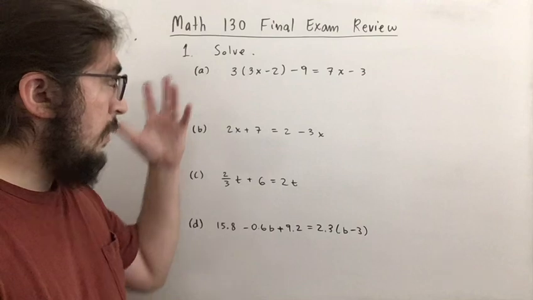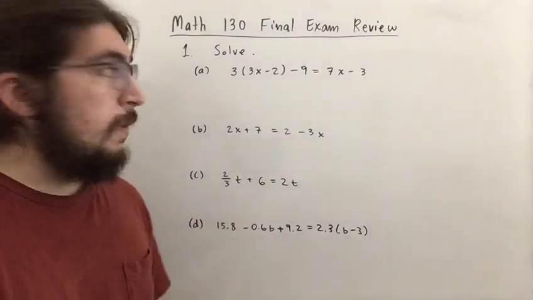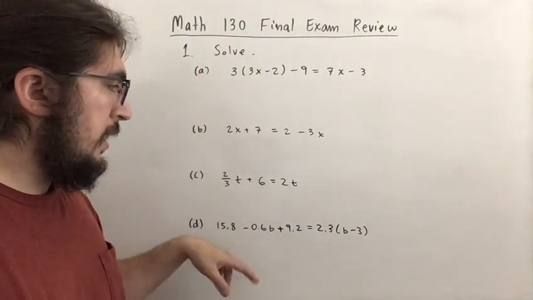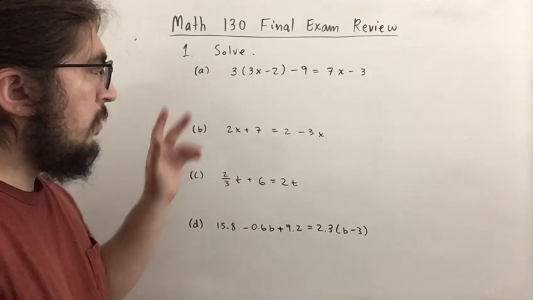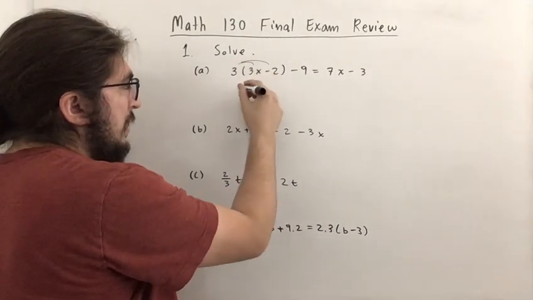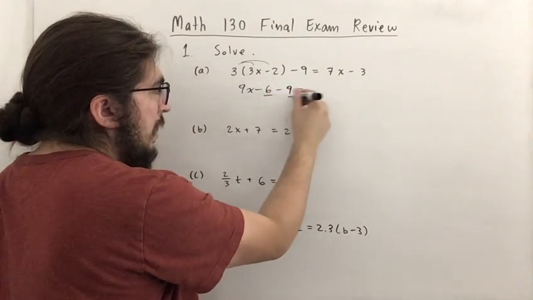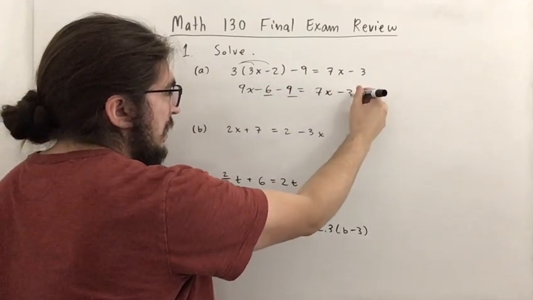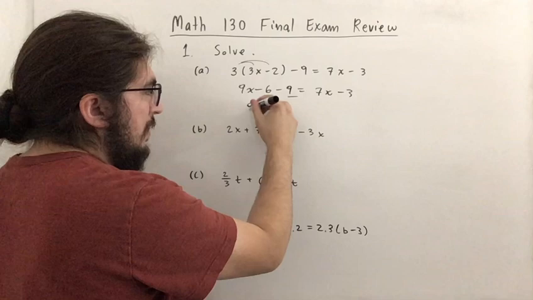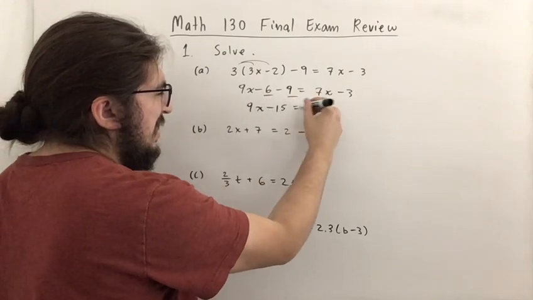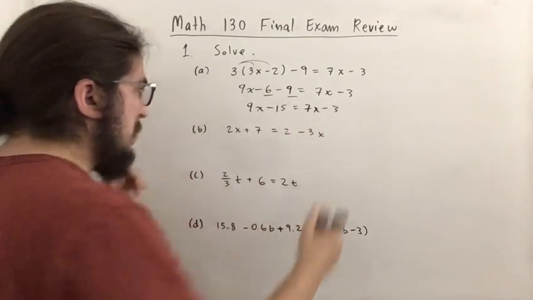Let's see. So we're asked to solve these equations. They're all linear equations. We have x, t, and b. I'll distribute and simplify for the first one. We'll get 9x minus 6 minus 9. These two will combine, and then that side stays the same. Those combine to 15. And then there's a few things we can do here.